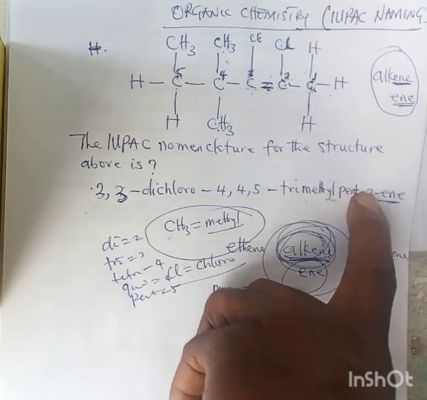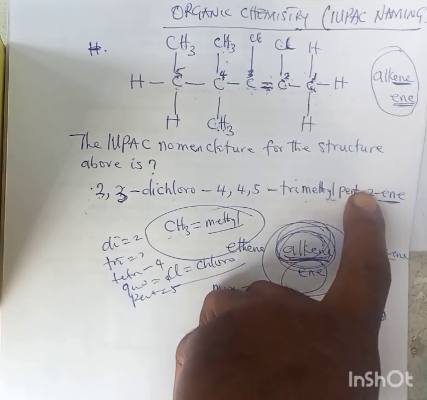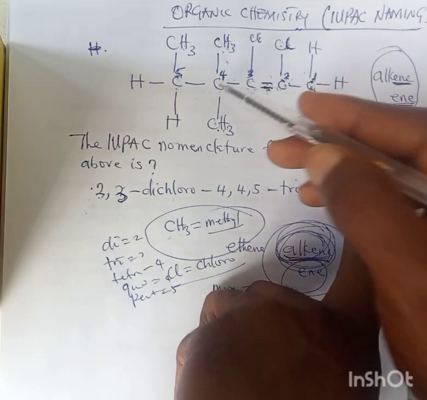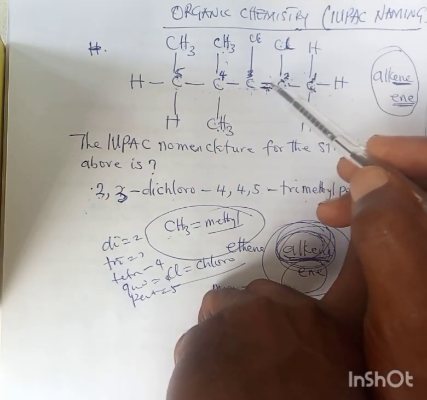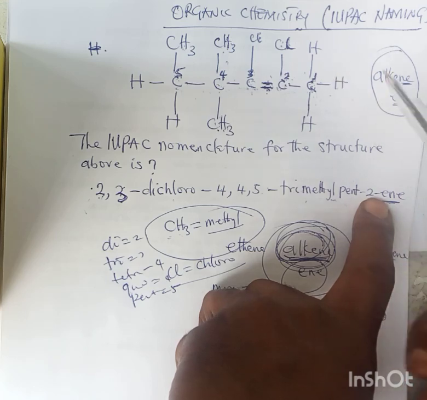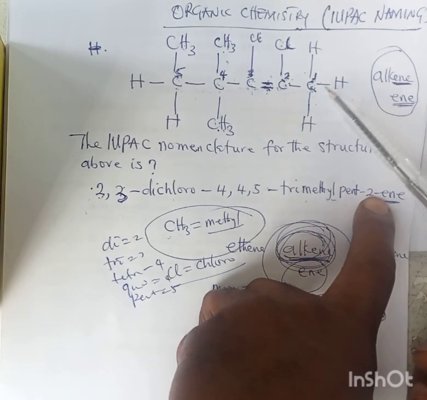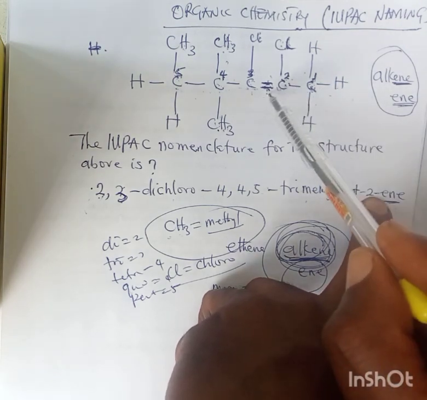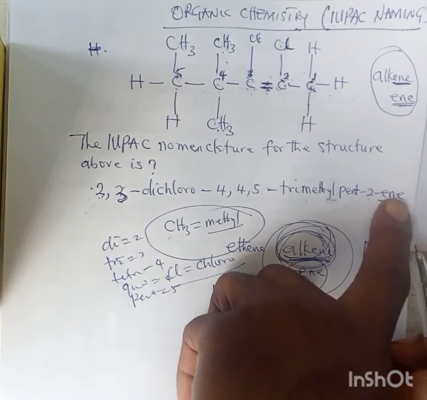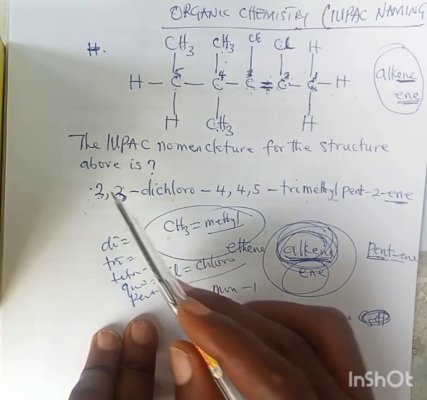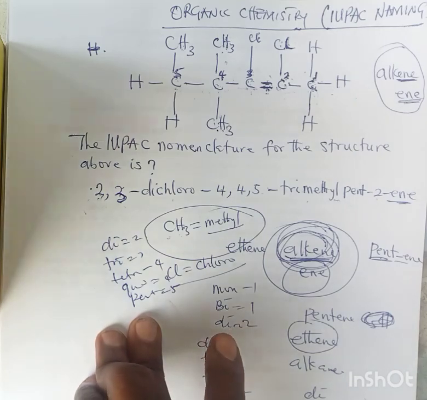Trimethylpent. We call it pent because this is 1, 2, 3, 4, 5. Five carbons is for pent, which is the pent family. And because it's the alkene family, you check where the double bond lies closer to where you're counting from. You can see that the bond starts at 2, so it becomes trimethylpent-2-ene. Are you getting me? So that is how you count it. The name of this structure becomes 2,3-dichloro-4,4,5-trimethylpent-2-ene. So that is how to name this structure.